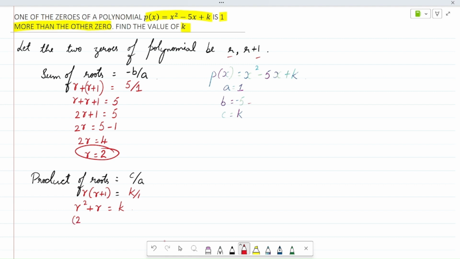While replacing r with 2, I would get the value of k, which is 4 plus 2, and that is equal to 6. So this is how I will be able to figure out the value of k with a simple knowledge of the sum of zeros of the polynomial and the product of zeros of the polynomial. Very simple, right? Of course.